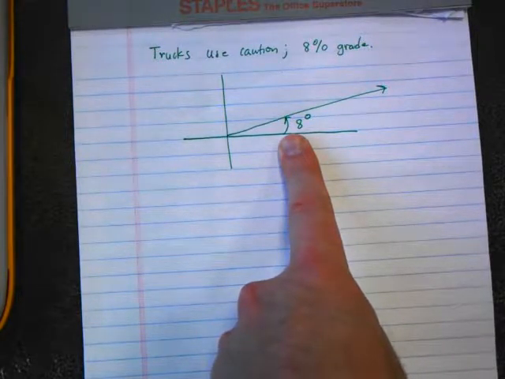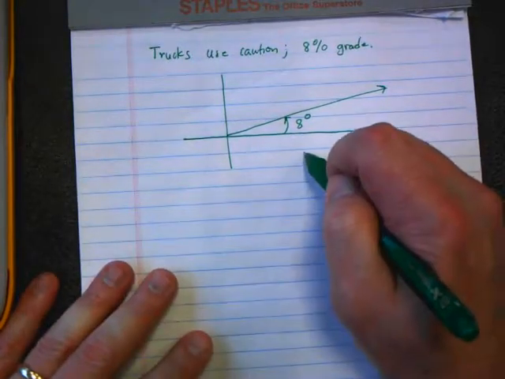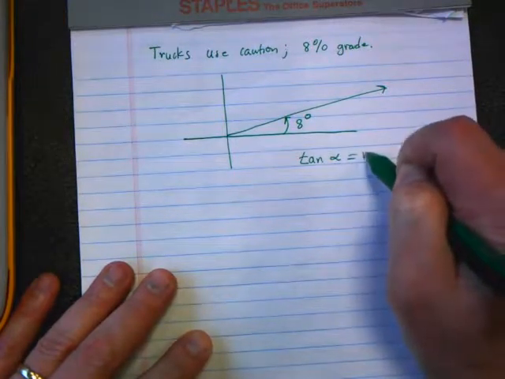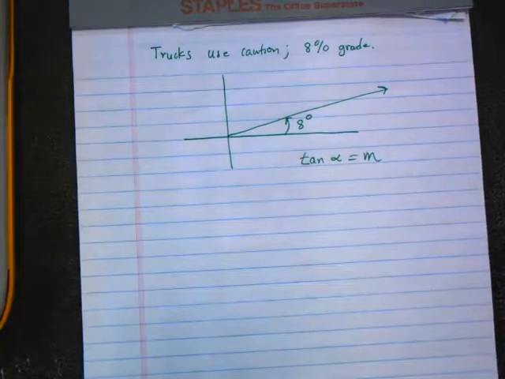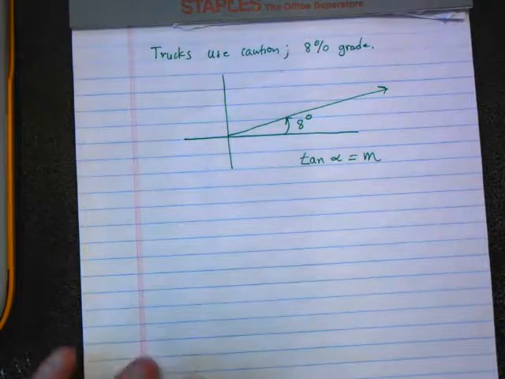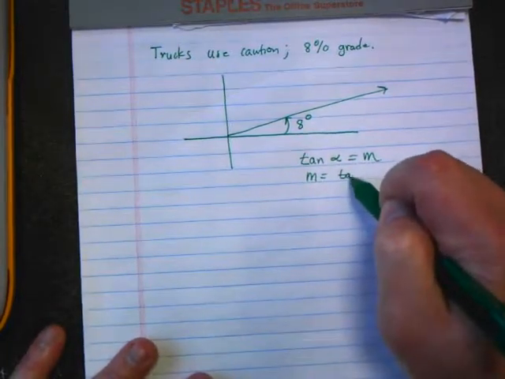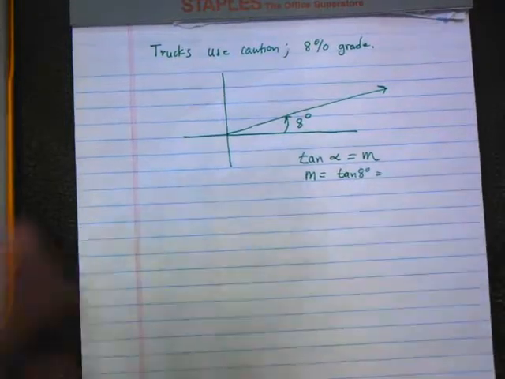It's the tangent. We just had a little fact that said tangent of theta equals the slope. Yeah, it is alpha, and I wrote alpha, and I said theta. Things just come out of my mouth sometimes. So slope would be the tangent of 8 degrees. We would grab our calculators.